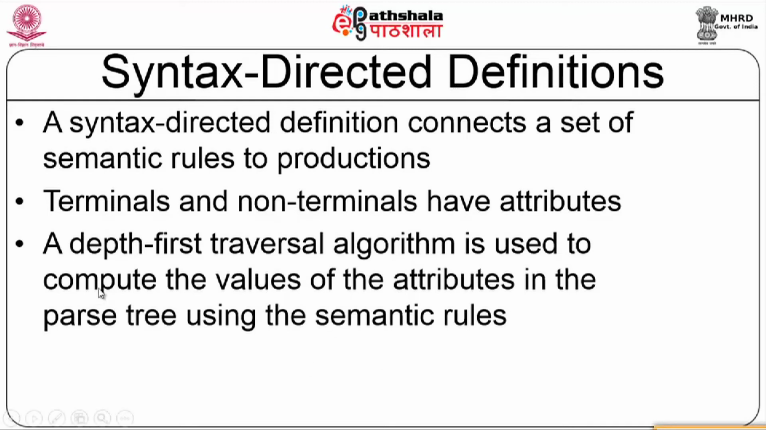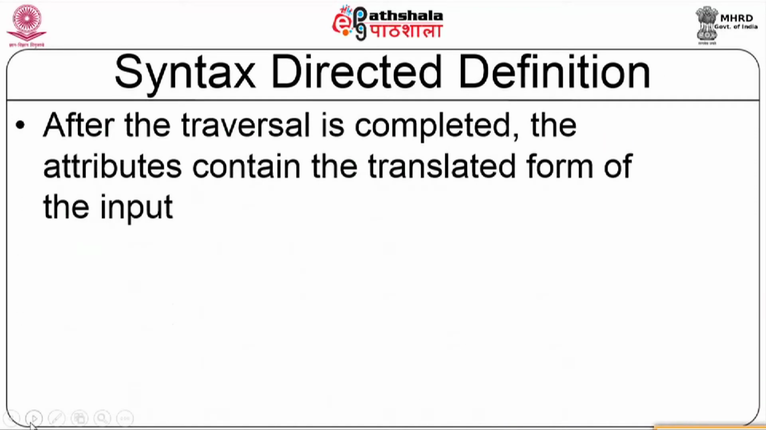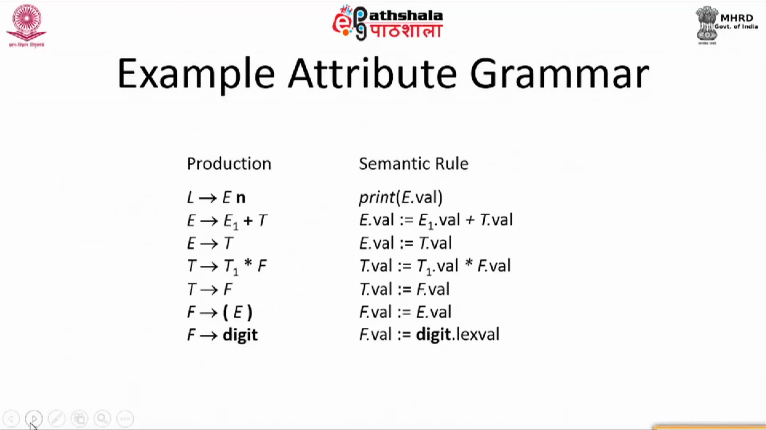So, you are making use here of a depth first traversal algorithm to compute the values of the attributes. That is done using the semantic rules which you have specified. We will see examples as we move on in the slides. So, this is what happens in syntax directed definition. For example, consider this grammar. The productions are: L produces E followed by N, E produces E1 plus T, E produces T, T produces T star F, T produces F, F produces parenthesis E close parenthesis, and F produces digit.